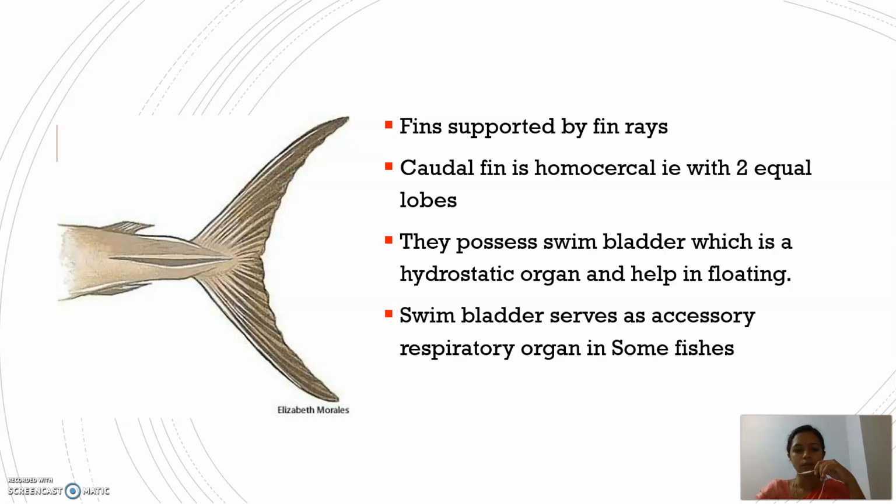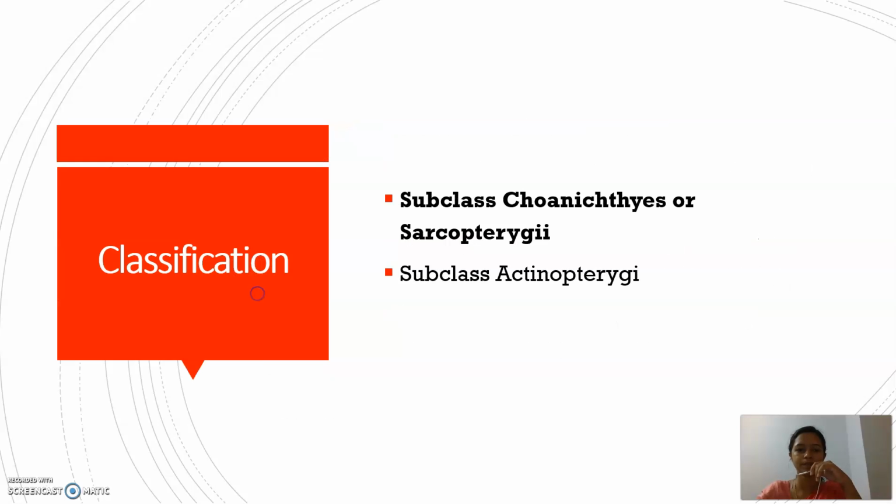The fins are supported by fin rays, and the caudal fin is homocercal, that is with two equal lobes. This is the upper lobe and this is the lower lobe. Two equal lobes, and hence the caudal fin is homocercal. They possess a swim bladder, which is a hydrostatic organ that helps in floating, and in the case of some lungfishes, it acts as an accessory respiratory organ.